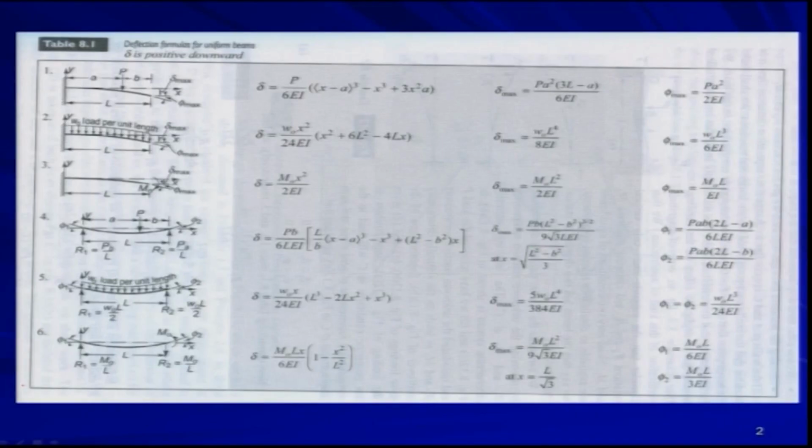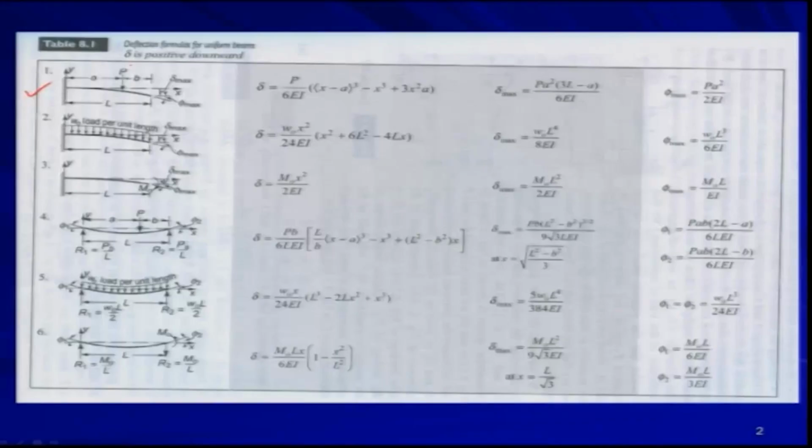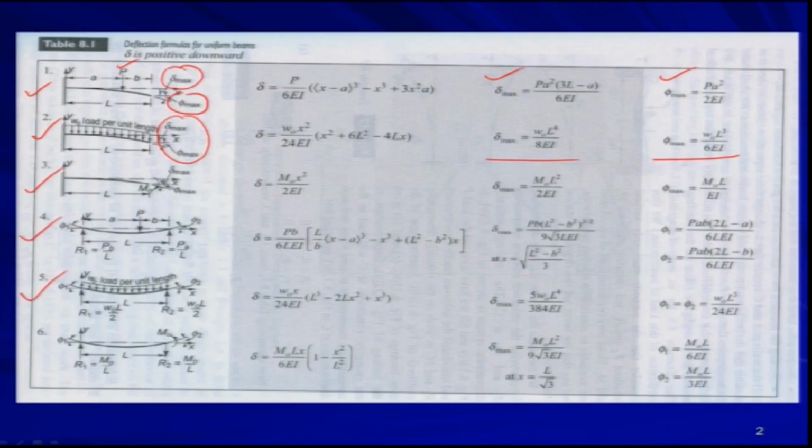Okay, as you see, these are some basic systems. This is system 1. As this problem is given, if P is applied here, you can find out delta max and phi max at the free end. That value is given already. Similarly, if you have a system like this, this is your delta max, this is your phi max, which will happen at the free end. Similarly, this is your third system, fourth system, fifth system, sixth system.